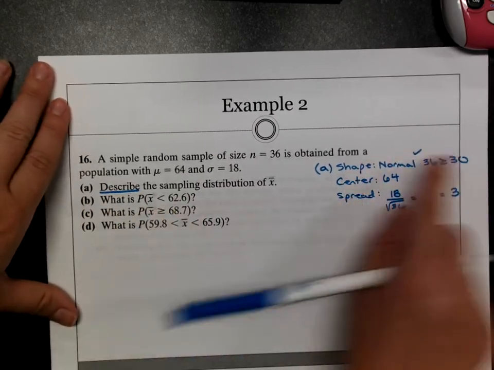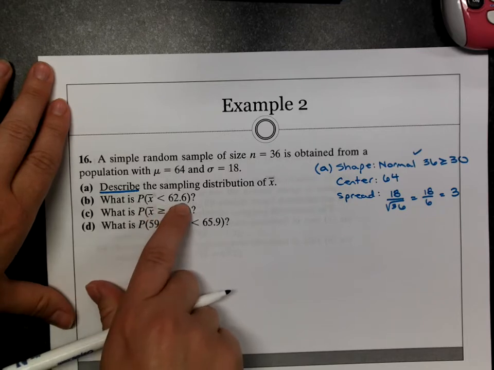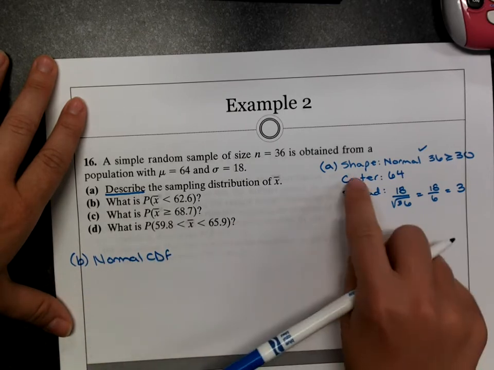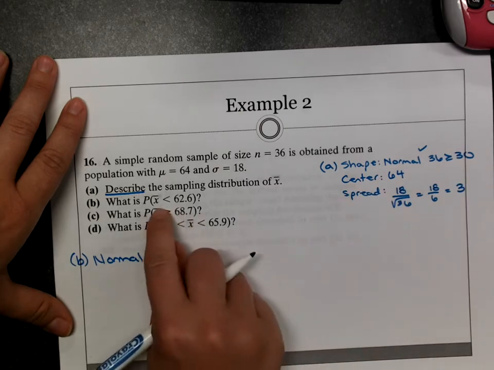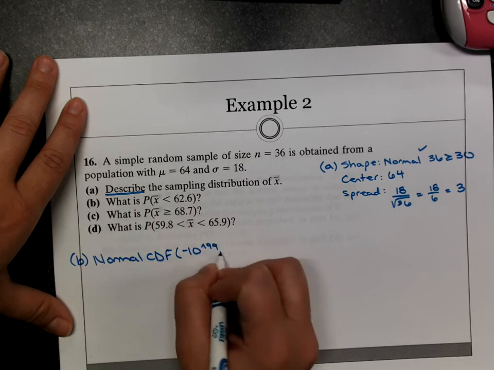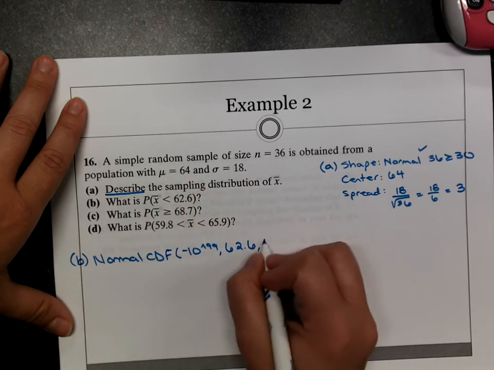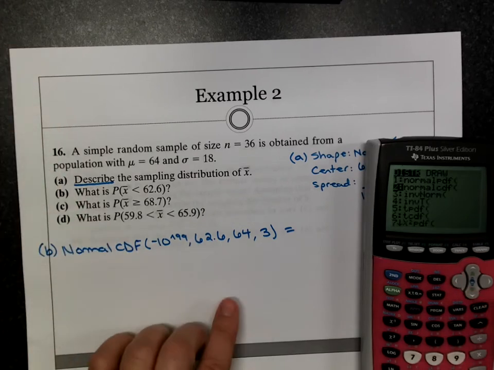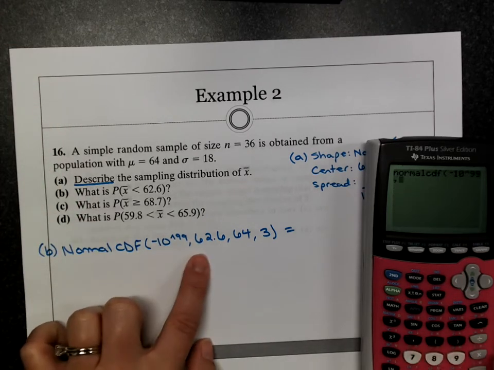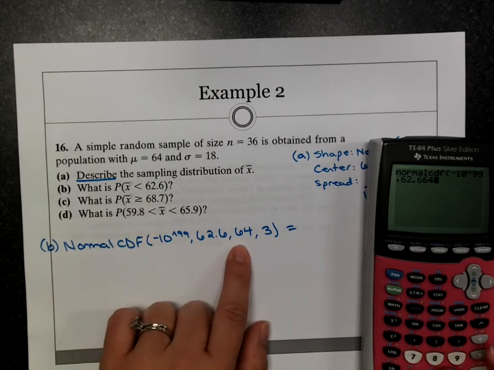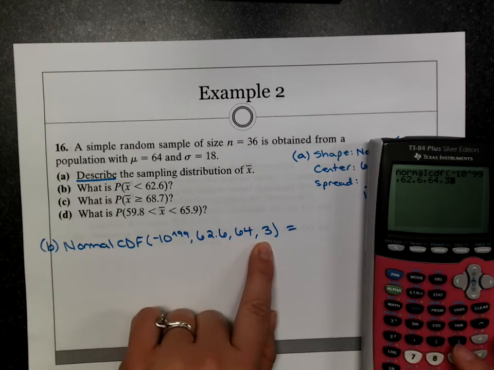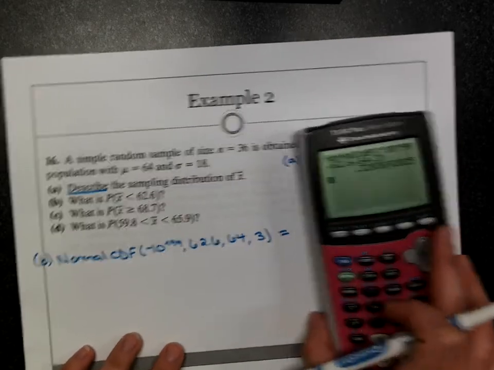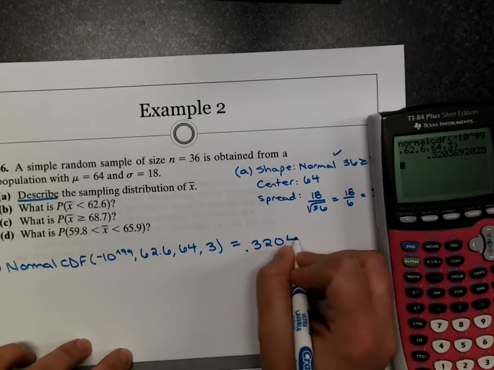So part B, we're going to use these values. What is the probability that our sample mean will be less than 62.6? For part B, we're going to do a normal CDF because we're allowed to say that it's normal since our sample size is big enough. Less than 62.6 would go from negative infinity to 62.6. My mean is still 64, and I'm going to use my adjusted standard deviation of 3. So second VARS, normal CDF, negative 10 to the 99th power, 62.6 is my upper limit, mean of 64. And our standard deviation has already been adjusted, and it worked out to an integer, so I can just use that integer of 3. And there's my result, 0.3204.